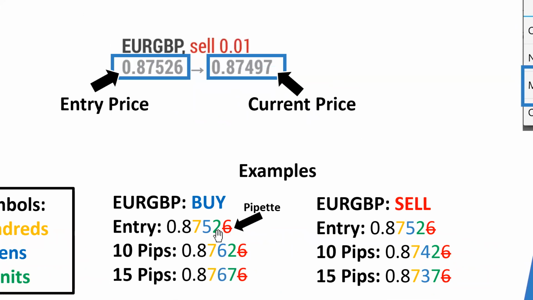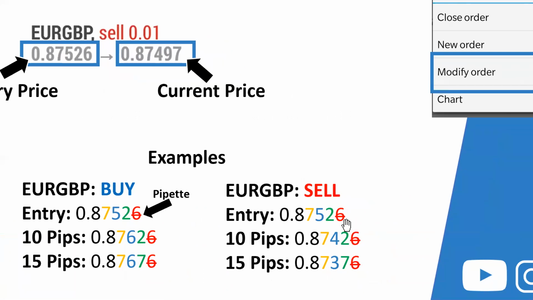Similar to what I just explained to you earlier. If this is my entry price and I'm going for a buy, I ignore the last digit, I ignore the unit, and I go for the next one. That's the 10. So then all I need to do is add a 1 to the 5 to make it 6. If it was a sell, I would subtract the 1 from the 5 to make it a 4. So then I know that will be 10 pips.